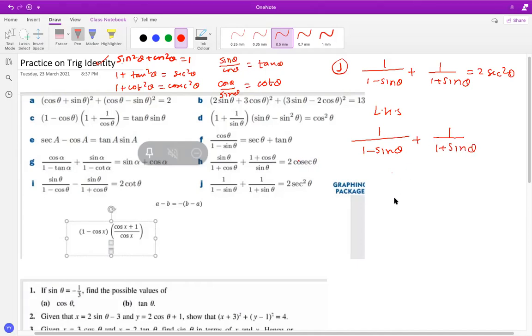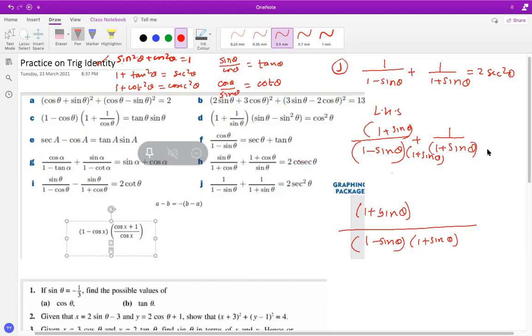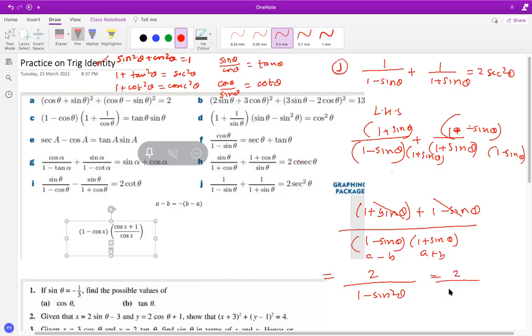Take the LCM for this. If you take the LCM, (1 - sin θ)(1 + sin θ) is the common denominator, and the numerator is going to become (1 + sin θ) plus (1 - sin θ), because you multiply the first by (1 + sin θ), divide by (1 + sin θ), and multiply the second by (1 - sin θ), and divide by (1 - sin θ). The sin θ terms get cancelled, and you get 2 in the numerator over 1 - sin²θ, because (a - b)(a + b) becomes that. So it's 2 over cos²θ, and that is nothing but 2 sec²θ.